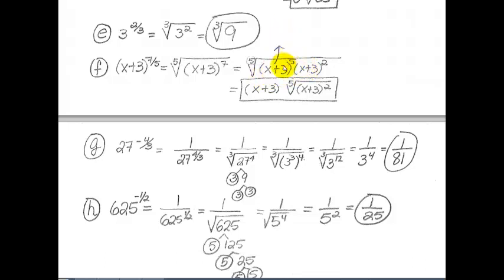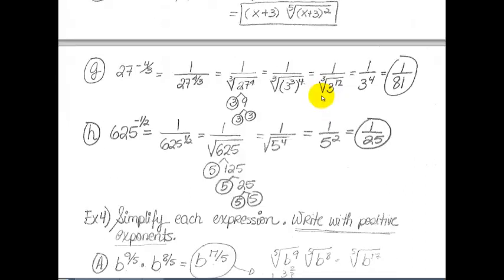So this guy comes out as x plus 3 to the 1st, and this guy here stayed in the house. Okay? Alright, continuing on. Suppose I have these exponents, but now they're negatives. If you remember, to get rid of a negative exponent, all you have to do is flip the number. So this is 27 over 1. If I get rid of the negative, it becomes 1 over 27 to the 4/3.